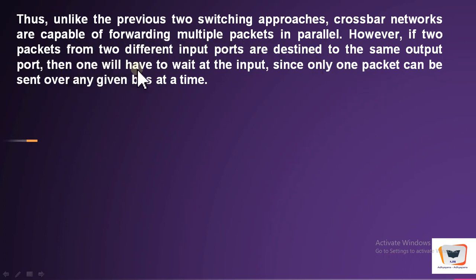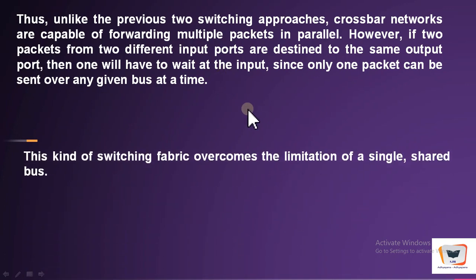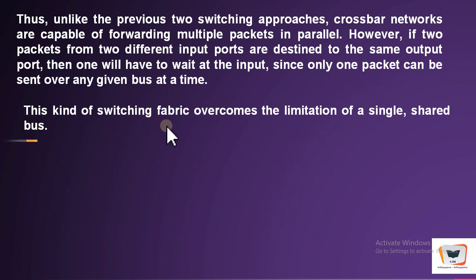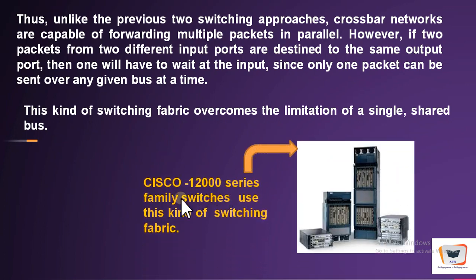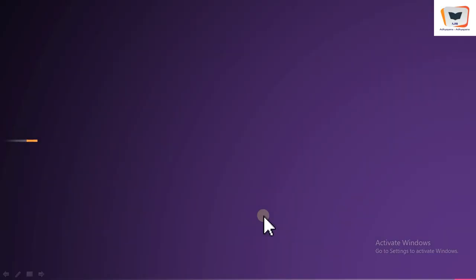However, if two packets from two different input ports are destined to the same output port, of course, then one will have to wait at the input, since only one packet can be sent over any given bus at a time. This kind of switching fabric overcomes the limitation of a single shared bus and also the bandwidth. And Cisco 12000 series family switches use this kind of switching fabric, which looks something like this.